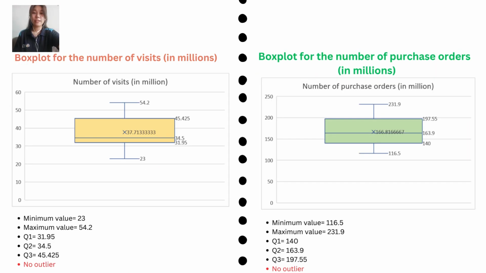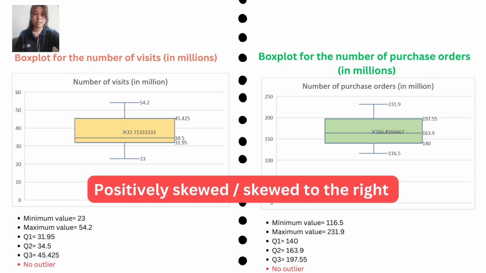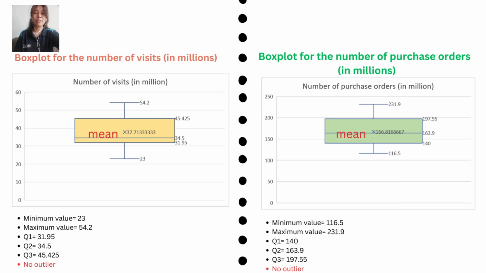The box plot on the left-hand side is for the number of visits, while the box plot on the right-hand side is for the number of purchase orders. Both of the box plots are positively skewed. It's known as skewed to the right because the mean is greater than the median. It means that the data constitute a higher frequency of high values.